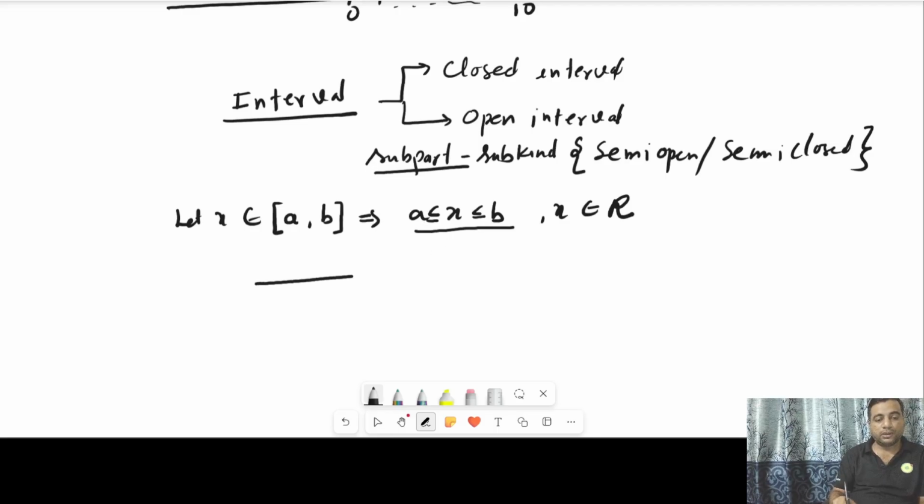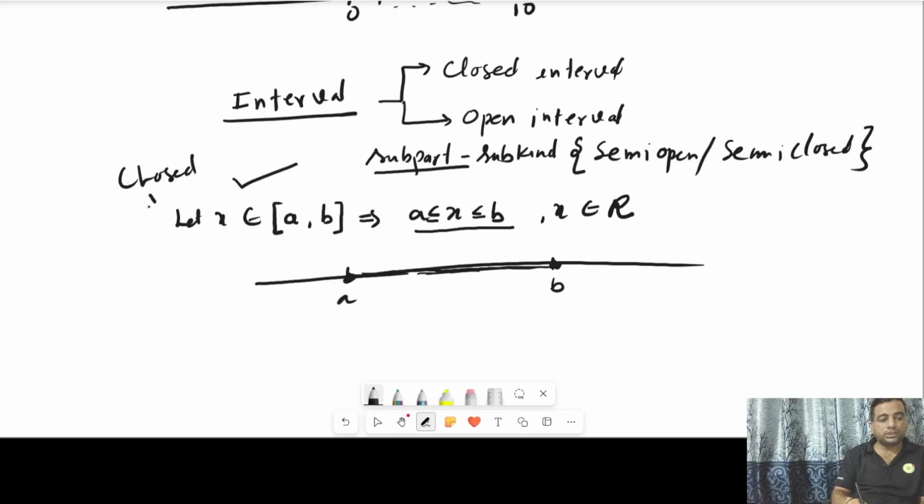Now on the number line, let this be A, this be B. So x starts from A up to B, and on the number line this whole region belongs to this interval. x belongs to A to B. So it's your closed interval, closed from left as well as from right. This big bracket represents a closed interval, meaning A is included and B is included, and all the real numbers lying between A and B.